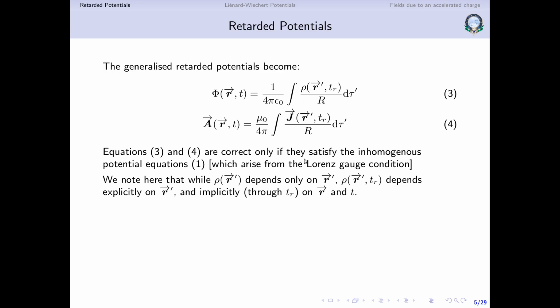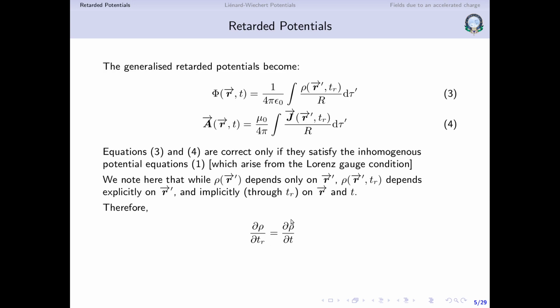To make things simple, we'll first arrive at certain results beforehand. First, what is the time derivative of rho? That is very straightforward. Dou rho by dou t_r is simply equal to dou rho by dou t, because t_r is equal to t minus R by c, so the differential of t_r will be equal to the differential of t.